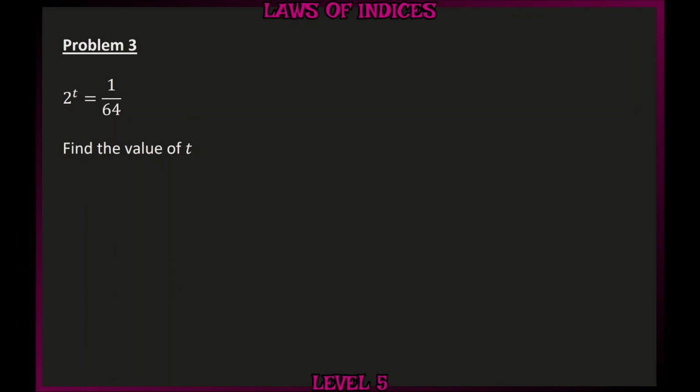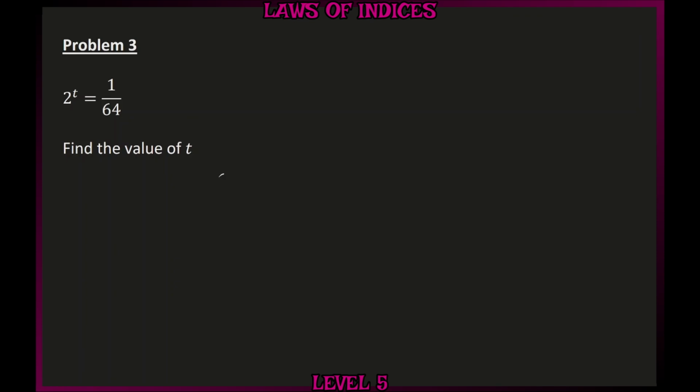In problem 3, we're told that 2 to the power of t is equal to 1 over 64, and we need to find the value of t. Once again, to solve problems like these, we'd like to write the values on each side of the equation to a power of the same number. In this problem, we can see that 2 and 64 can both be written as powers of 2.